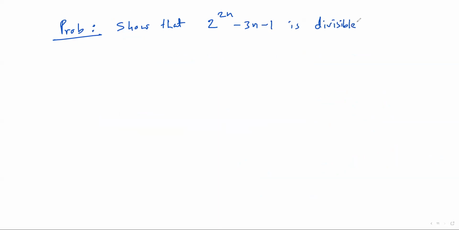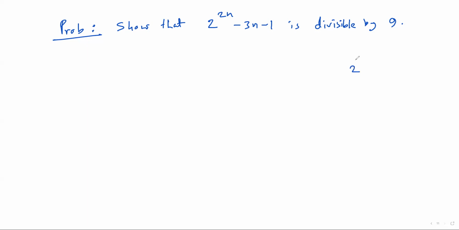Here we have a problem that we are going to solve using mathematical induction. The problem goes like this. Show that 2 to the power 2n minus 3n minus 1 is divisible by 9. Just like most other cases, you can solve this problem in multiple ways. My concern is the way that involves mathematical induction, but let me show you an easier way first.